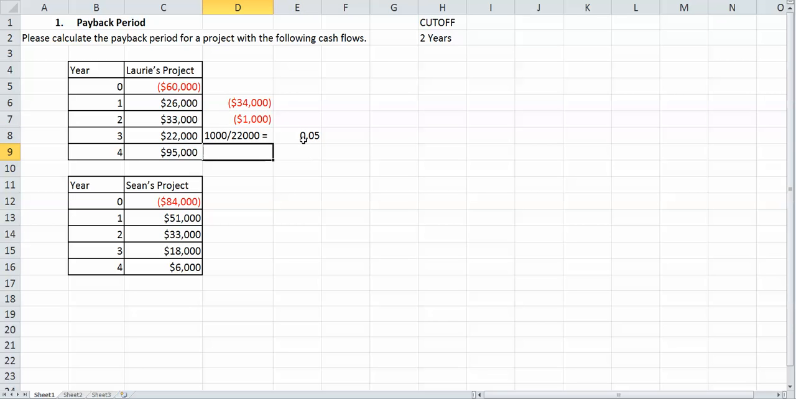As you can see, it's 0.05. So that means 0.05 of a year corresponds to that $1,000, because we're making $22,000 that year. So our total payback period is equal to 2.05 years.